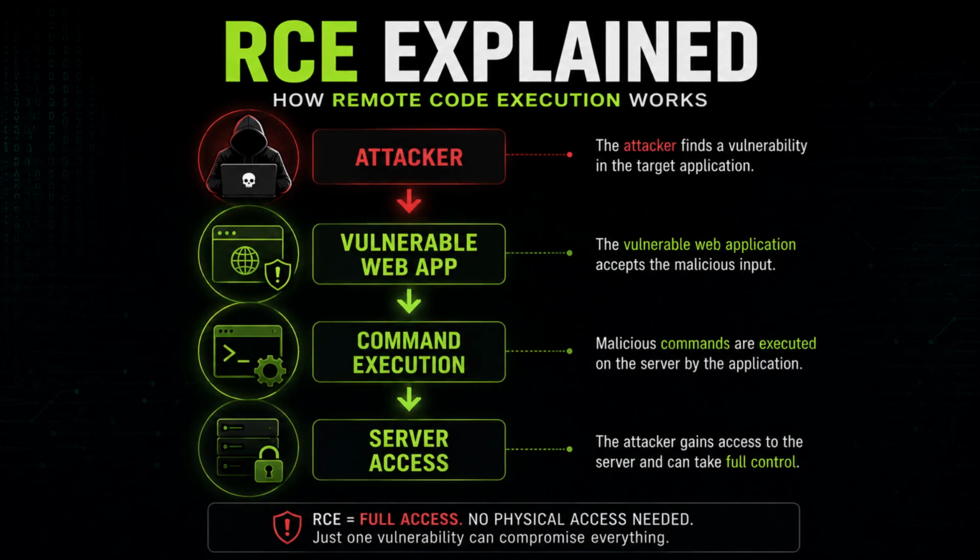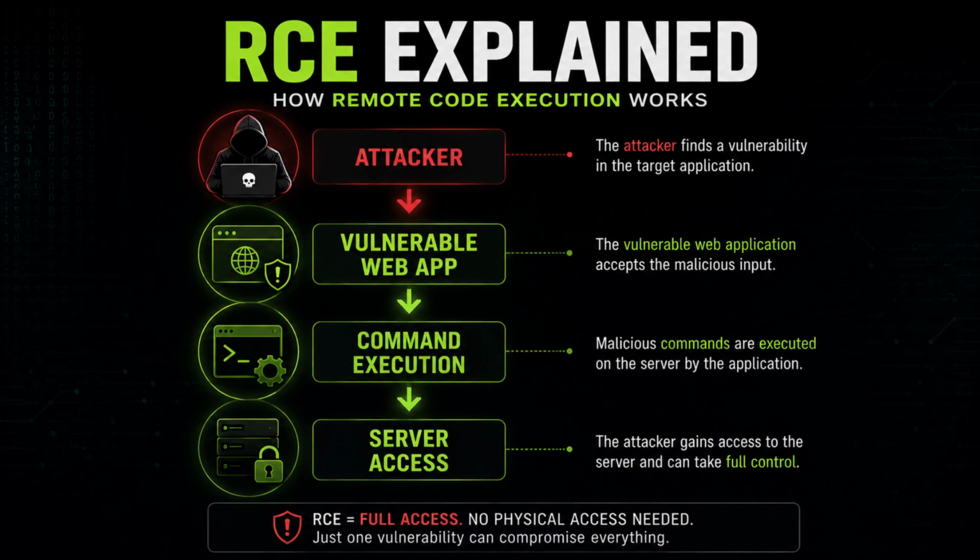RCE flows like a life cycle. The diagram above explains this. First, an attacker must find a vulnerability in an application, for example, an SQL injection. Once the vulnerable application accepts the malicious input, malicious commands can be executed on the server. This allows the attacker to gain access to the server.